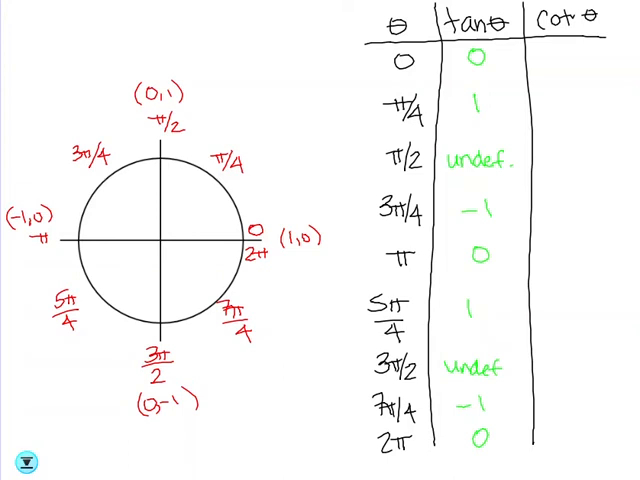Cotangent is the inverse of all of these values for tangent. So 1 divided by 0 would be undefined. 1 divided by 1 is 1. The reciprocal of undefined would be 0.